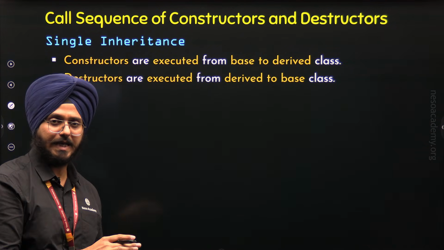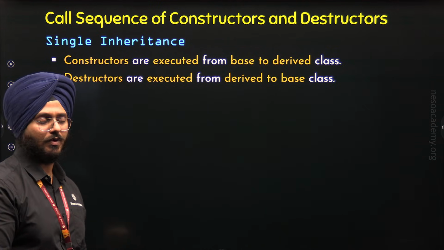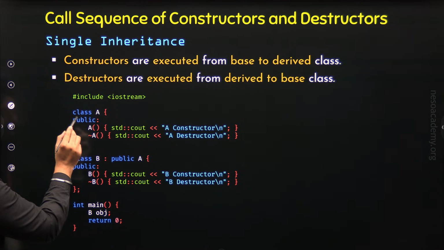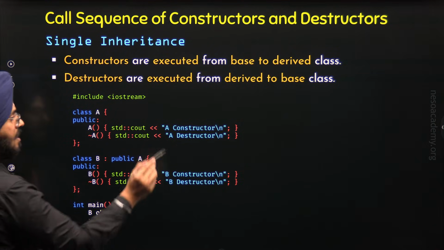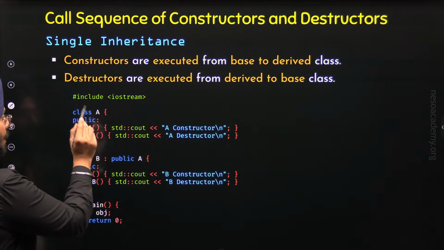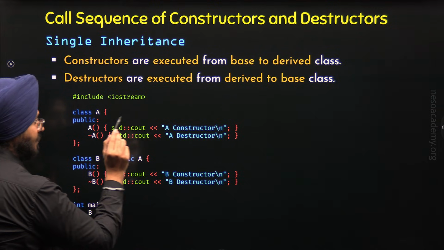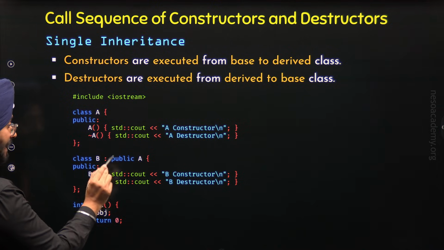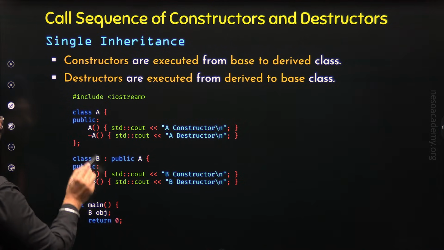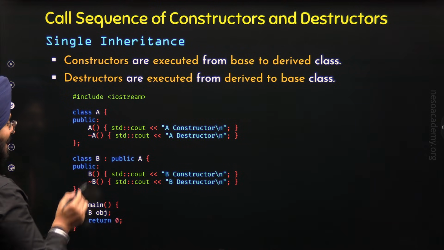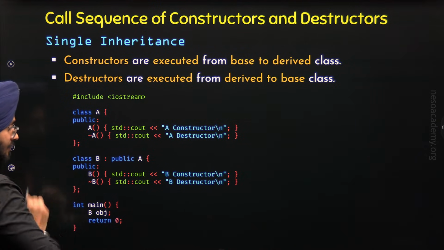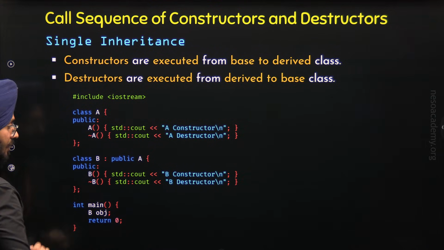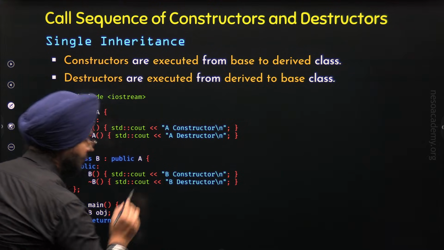To understand this properly, let's consider one simple example program. Here we have this program with class A that has the public constructor that allows us to display A constructor. It also has the destructor that allows us to display A destructor. Then we have class B, which is inheriting from class A. So here we have single inheritance. This class also has a constructor that allows us to display B constructor. It has the destructor as well, which will display B destructor.